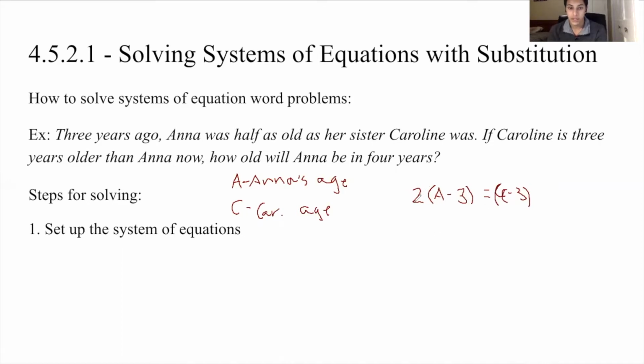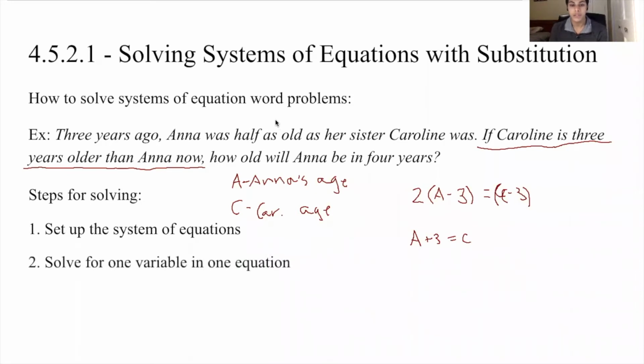So just to go over what this equation means, it's saying A minus 3, or Anna's age 3 years ago, multiplied by 2, since she's half as old, will be equal to the age of Caroline 3 years ago, or C minus 3. All right, so our next equation will be based off this piece of information. It says if Caroline is 3 years older than Anna now, and then we don't need to read the rest because that's for the question. So if Caroline is 3 years older than Anna now, that means Anna's age, or A, plus 3 should be equal to Caroline's age. So A plus 3 equals C. And now we have our two equations.